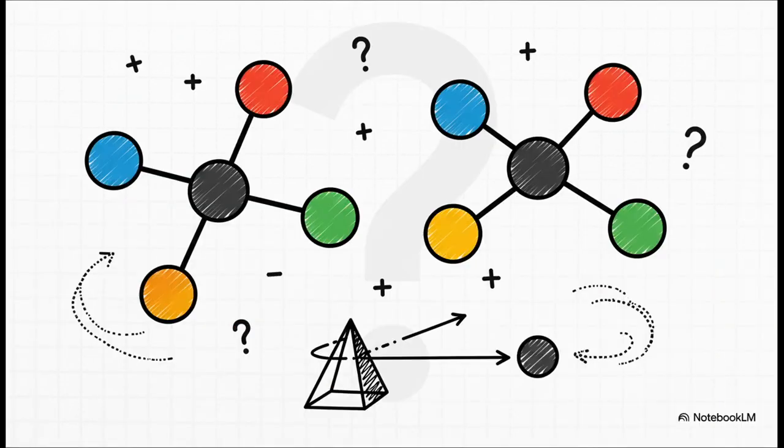Okay, so get this. Imagine you have two molecules. They're made of the exact same stuff, atom for atom, in the exact same amounts. So logically, they should be identical, right? Well, they're not. How is that even possible? That's the big mystery we're going to solve today.